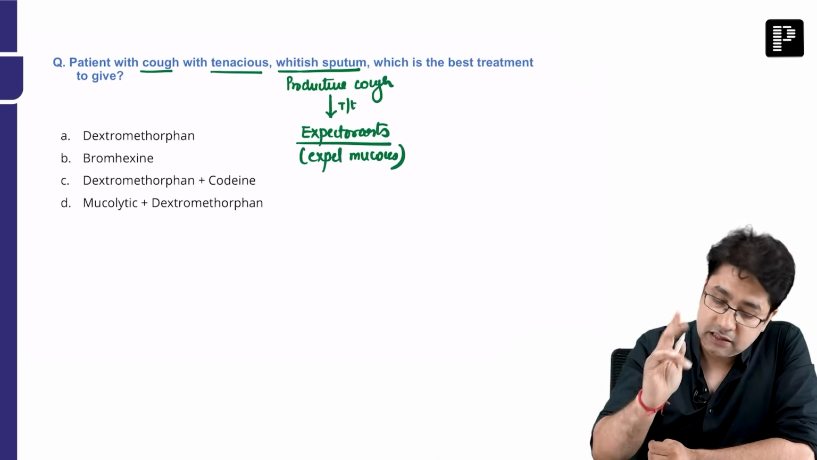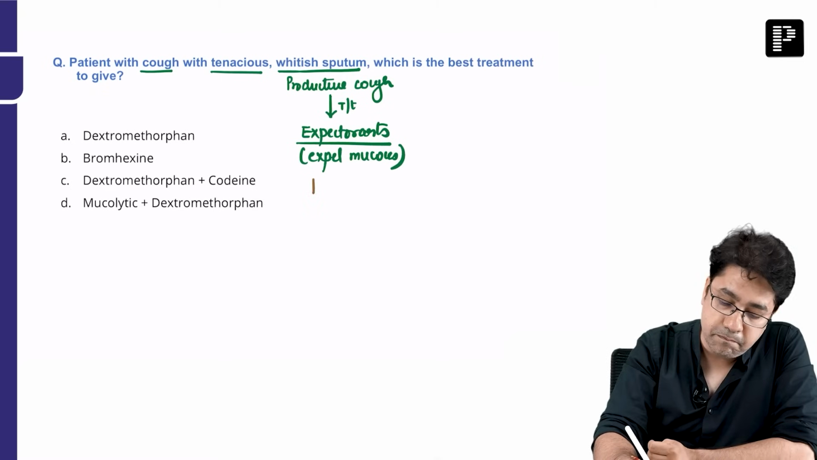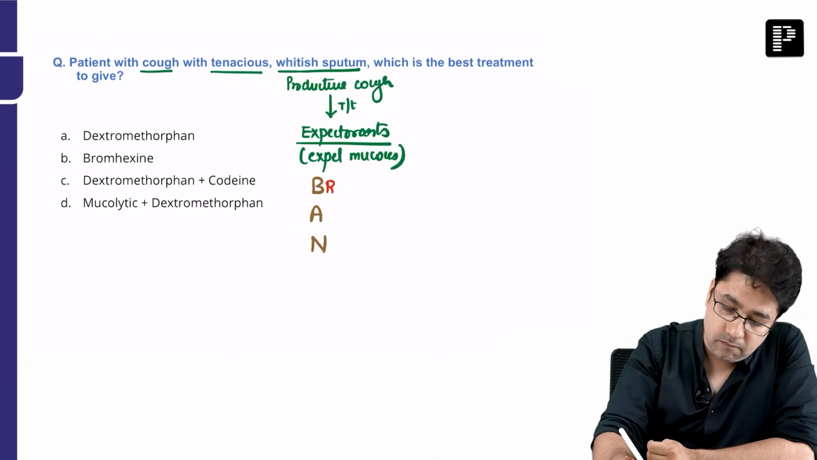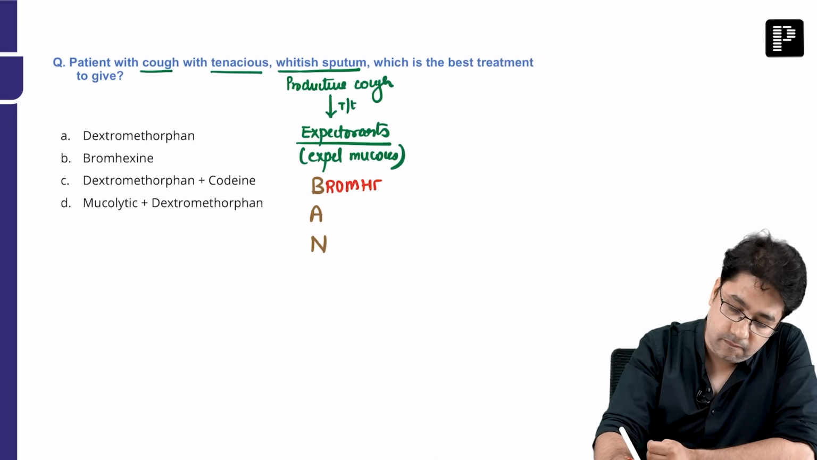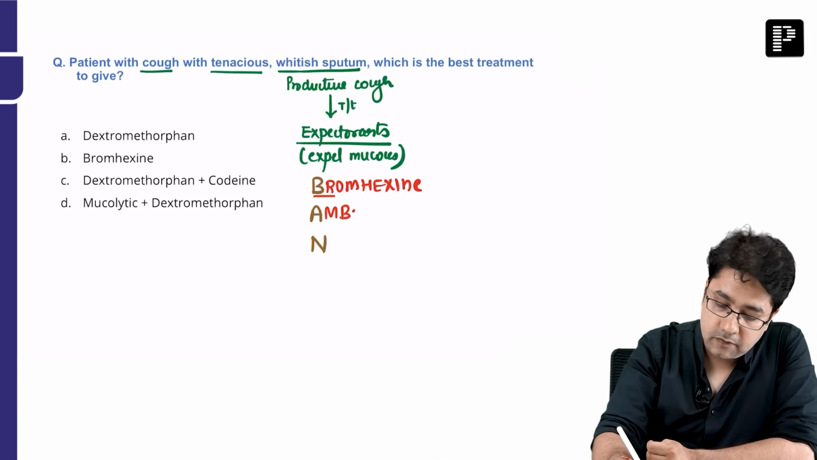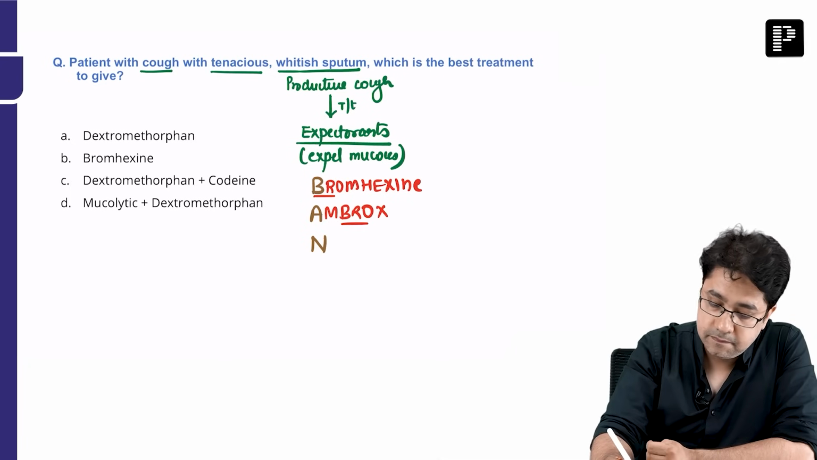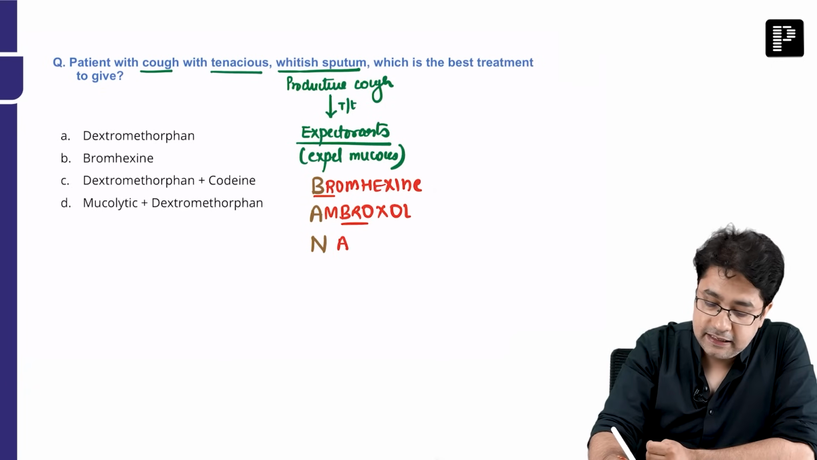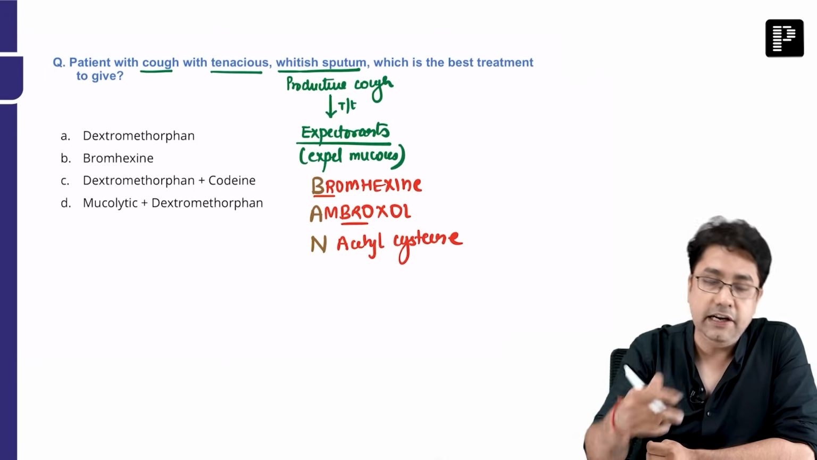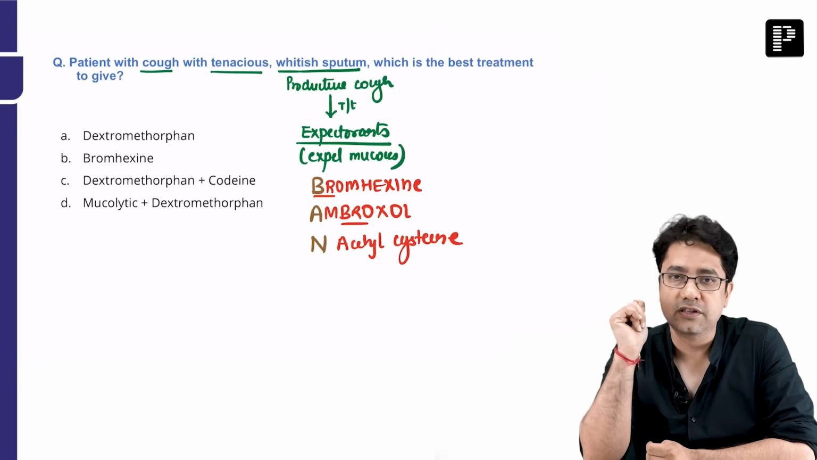And we have discussed 3 main drugs, that is BAN, ban. B for bromhexine, bro word is coming. Ambroxol, again bro word is coming. And N-acetylcysteine, which is also an antidote of paracetamol, also used in cough.